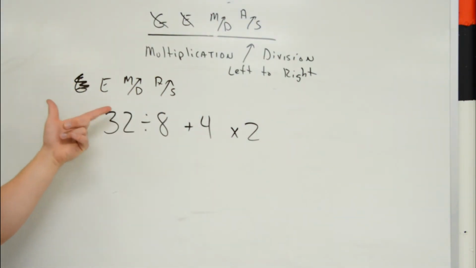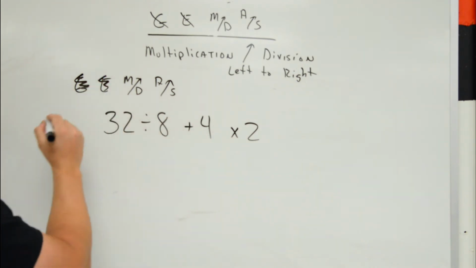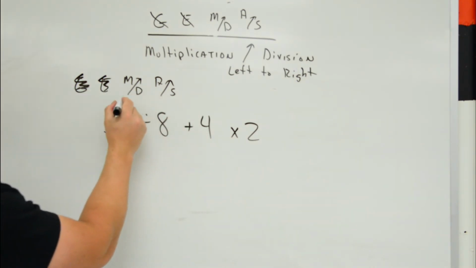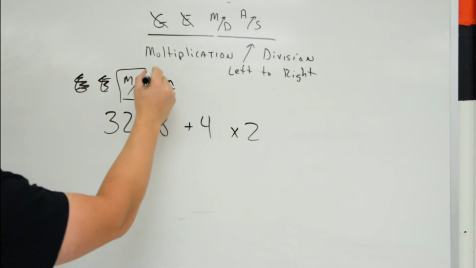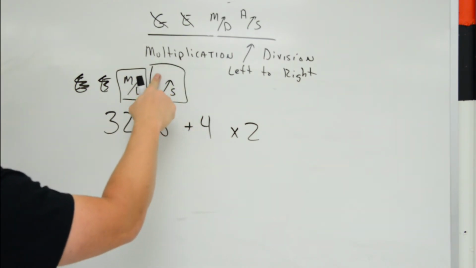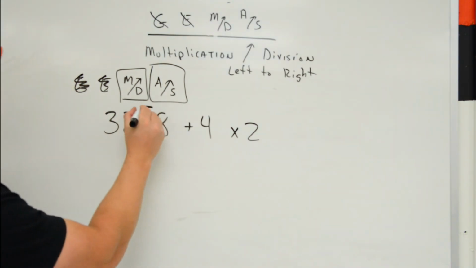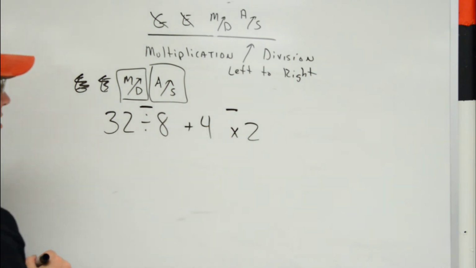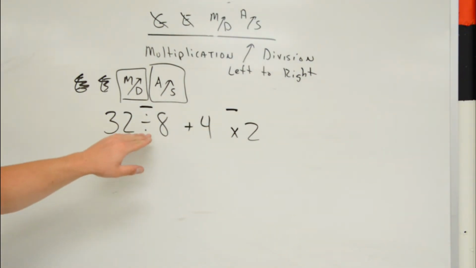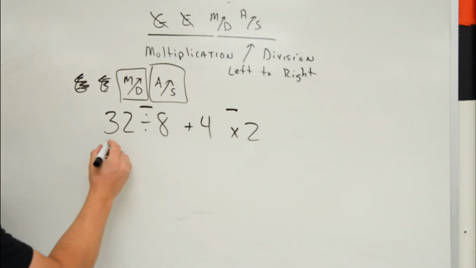Are there any exponents? No. So there's no exponents. Now we've got multiplication and division, whichever one's furthest on the left, and then we have addition and subtraction. So do we have a multiplication and division sign? Yes, we do. We have a division sign there and a multiplication sign there. So which one do we do first? Well, we go with the one that's on the left, which in this case is a division sign.